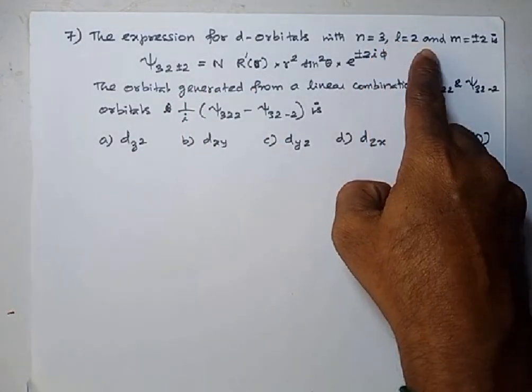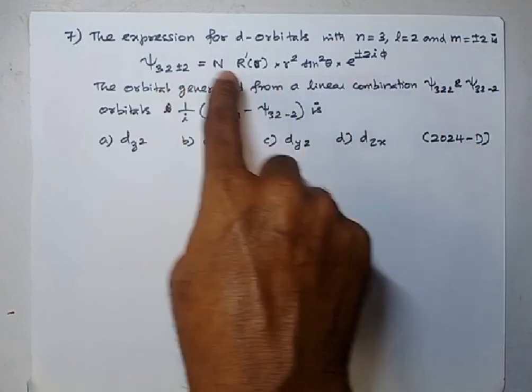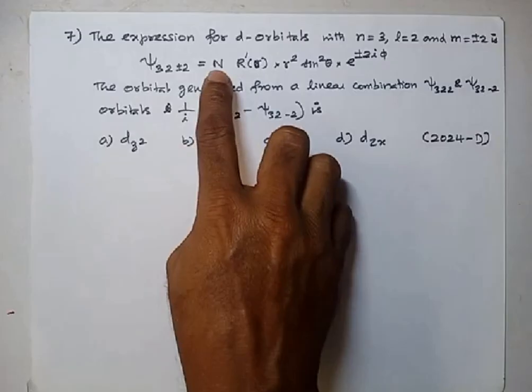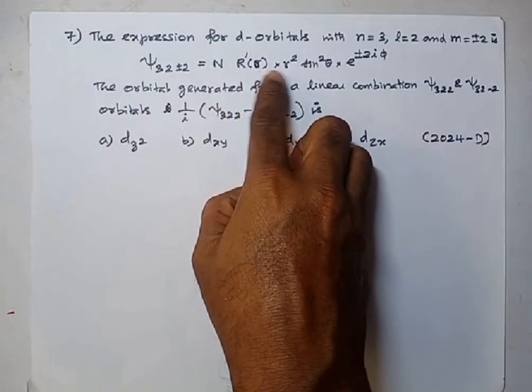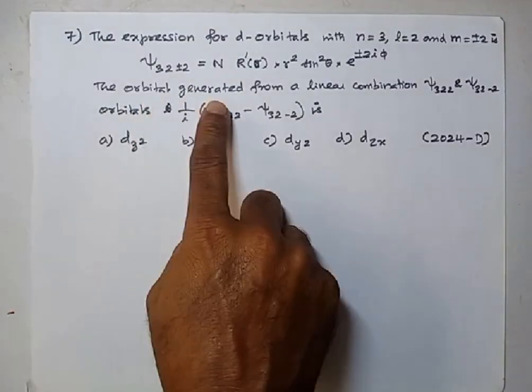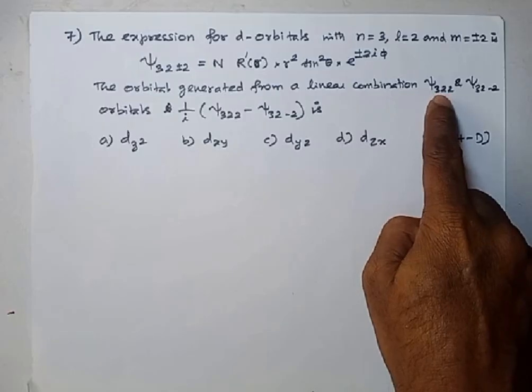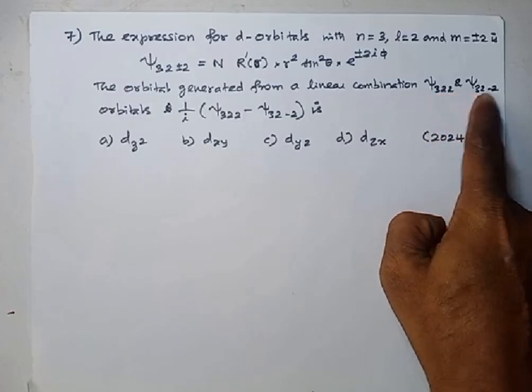The question asked here is the expression for a d orbital with n equal to 3, l equal to 2, m plus or minus 2. The orbital wave function is given. It has a normalization constant, a radial part, and an angular part. The orbital is generated from a linear combination of psi 3, 2, 2 and 3, 2, minus 2.